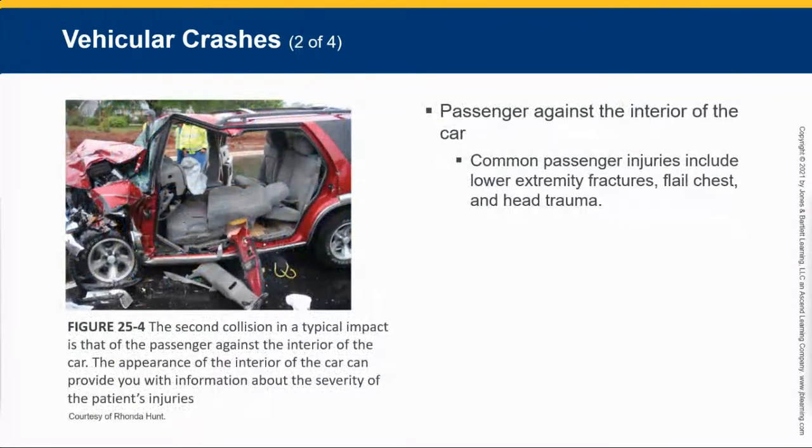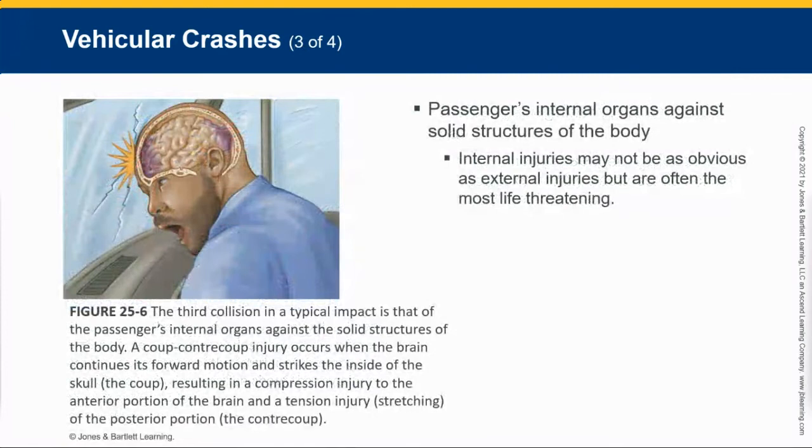Then we're going to have collision number 2, and that's going to be the passenger actually crashing into the interior of the vehicle. And that doesn't matter if they're hitting an airbag, a seat belt, a steering wheel, the windshield, or whatever. So we have the vehicle crashing into an object, and then we have the body traveling forward and crashing into the vehicle itself. And then we'll move on, and we have the internal organs that are crashing against the solid structures of the body.